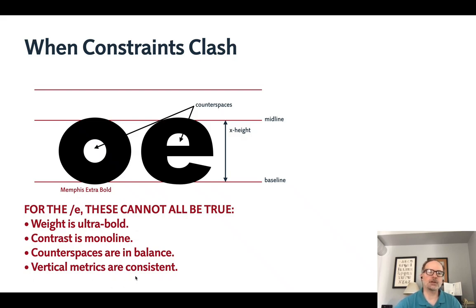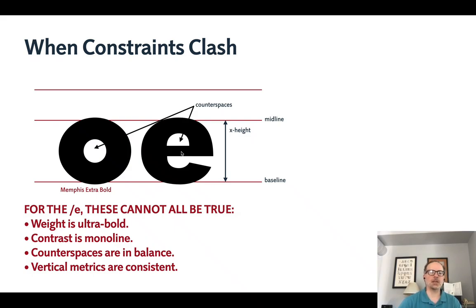And by vertical metrics are consistent, I mean basically these letters sit on the same baseline, right? With curved letters, we get a little bit of overshoot, but even that is consistent. And the top of the letter overshoots the midline by the same amount. So the x-height is the same for these two letters. So you can see what the problem is, right? If these are kept monoline, if the top of the E was the same as the top of the O, then suddenly that counter has no space left for it, right? So something's got to give.